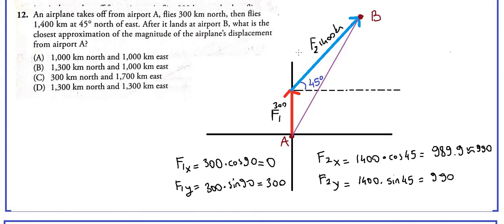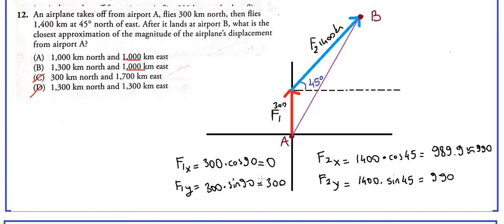But I'm going to show the total magnitude formula as well. So here, going north is representing the total y, and going east is representing the total x components. So the total x component is 0 plus 990, which is closest to 1000. So 1000 kilometers to the east. So either this or this is the answer. C and D are eliminated.